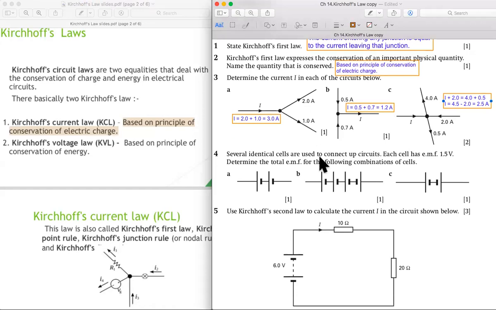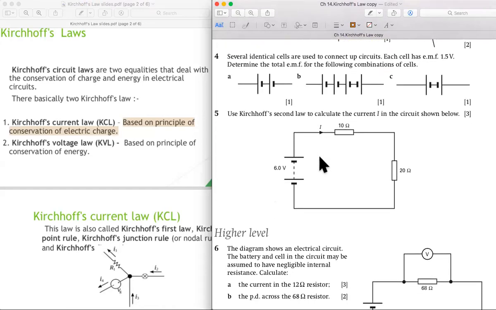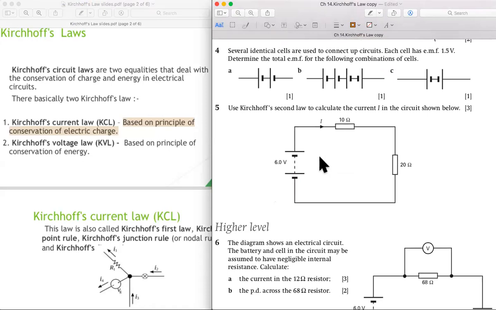Continue to number 4, I scroll up. Several identical cells are used to connect up a circuit. Each cell has EMF 1.5 volt. Determine the total EMF for the following combination of cells. This is 1.5 plus 1.5 because the polarity is in one direction. So EMF E equals 1.5 plus 1.5, which equals 3.0 volt.